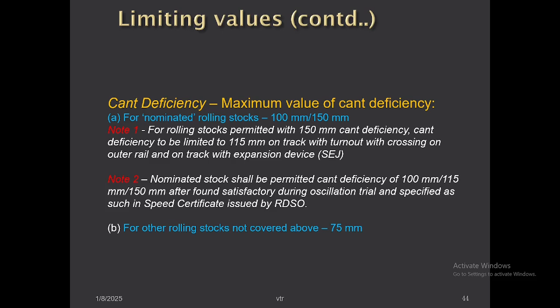Okay, when that is the situation, that is the condition, it is limited to 75 only. Okay, otherwise you can go up to 150 mm. That is only for the nominated rolling stock. Which coach, which rolling stock is permitted for 150 or 100 mm, that will be certified by the RDSO, and based on that, the cant deficiency limit can be considered. And whatever may be, when the curve has a turnout or SEJ, it's limited to 75 only. Okay. So in other rolling stocks, 75 mm normally.